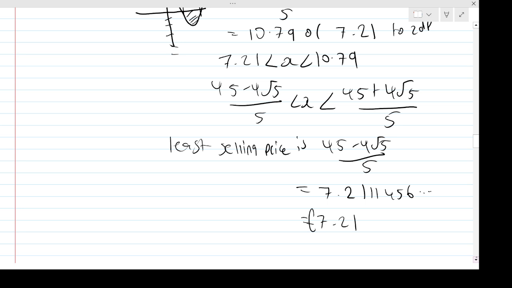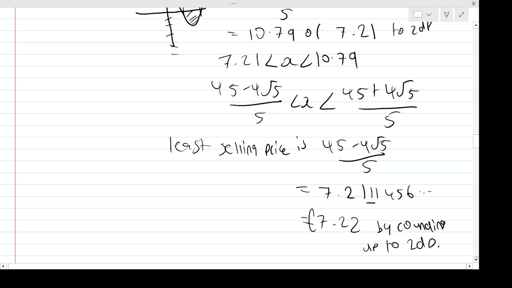Actually, no, because if it was just 7.21, that's saying 7.210. Well, actually, we have 7.211. So this answer here would actually be less than this number here. But we already said x has to be bigger than this number. So actually, we need to round up. So that's going to be 7.22, isn't it? 7.22, by rounding up to 2dp.